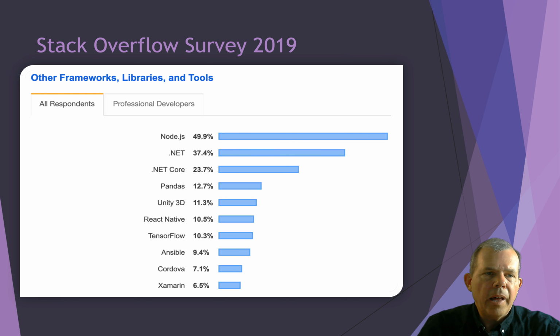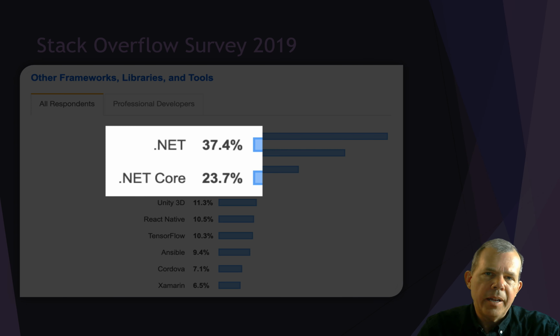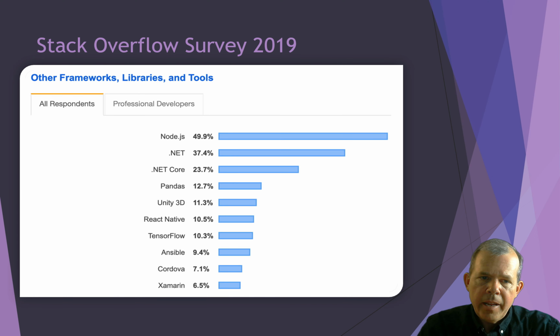So here's a third slide for the Stack Overflow survey. This is talking about other frameworks, libraries, and tools, specifically targeting web development. And so you can see that this is giving us an insight onto how popular .NET is compared to .NET Core. So right now, the older technology, .NET, is still in more used places than .NET Core.